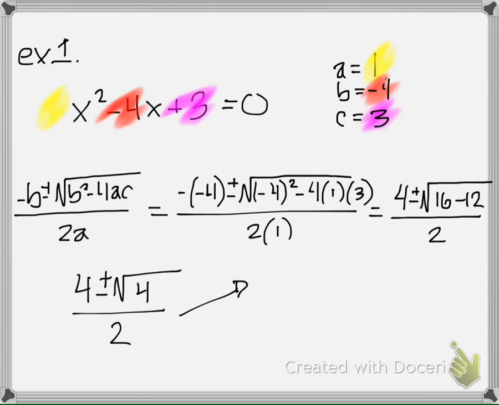We need to go two ways. We have 4 plus root 4 divided by 2. And then we also have 4 minus root 4 divided by 2.